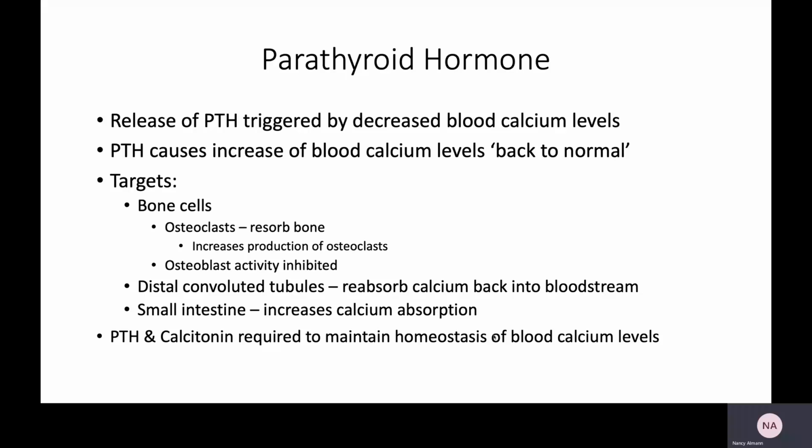So when you have insufficient blood calcium circulating around, PTH will be released. Its job is to increase those calcium levels back to normal. It will tell osteoclasts, break down bone, and release more calcium out of that bone matrix. It'll tell osteoblasts, stop working so hard laying down bone matrix. It will trigger the distal convoluted tubules of the kidneys to pull calcium back into the circulatory system. And it will also tell the small intestine, hey, we need calcium, so increase calcium absorption. You need both PTH and calcitonin to maintain the appropriate levels of calcium in the blood.